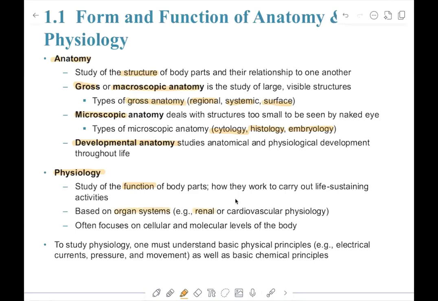So, for example, renal physiology is the study of the urinary system and specifically how the kidney functions. Cardiovascular physiology is the study of the circulatory system involving mainly the heart and blood vessels and how they function. And it usually focuses on a very cellular or molecular level. And there's some basic physical principles that go along with physiology. Things like electrical currents, pressure, and movement.